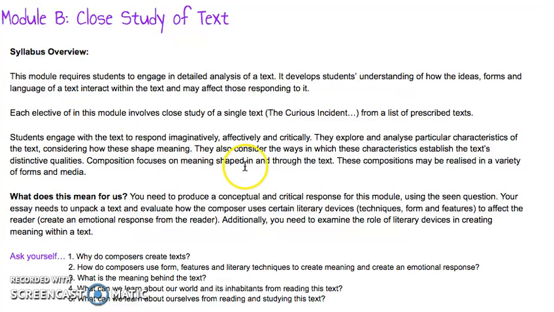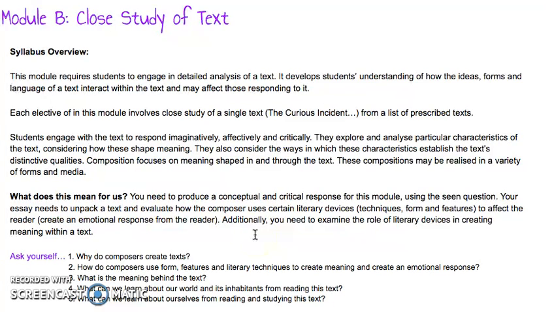Composition focuses on meaning shaped in and through the text. These compositions may be realized in a variety of forms and media. So what does this mean for us? You need to produce a conceptual and critical response for this module using the seen question. Your essay needs to unpack a text and evaluate how the composer uses certain literary devices, whether they be techniques, form, and features, to again affect the reader. And we know that that is to create an emotional response from the reader.